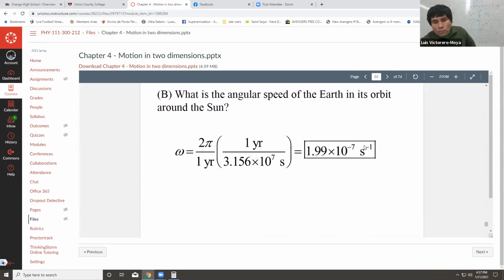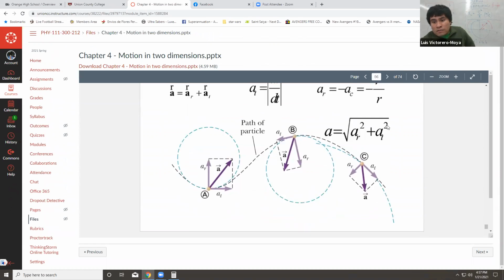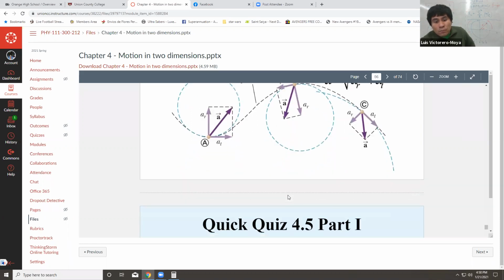So you can use that and find the tangential. We will do more of that later. This is just for you guys to see. And by the way, yes, the tangential acceleration is the first derivative of velocity with respect to time. The centripetal acceleration doesn't have a calculus definition. All right, that's very important.